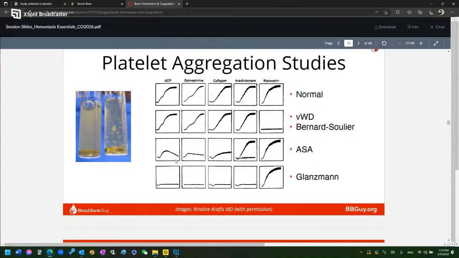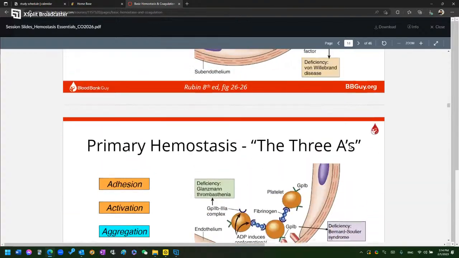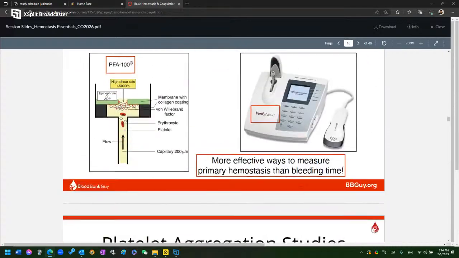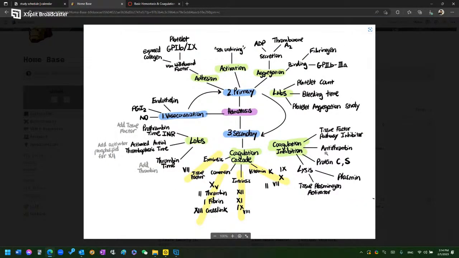So under normal circumstances, all of these are pro-clotting factors, ADP included, epinephrine included. But depending on which one of these pieces over here you're missing, you're going to get a different look on the platelet aggregation study. I will be talking about this a little bit more when we talk about bleeding disorders, which is coming up. And there's also inhibition of coagulation. So we'll talk about coagulation next.